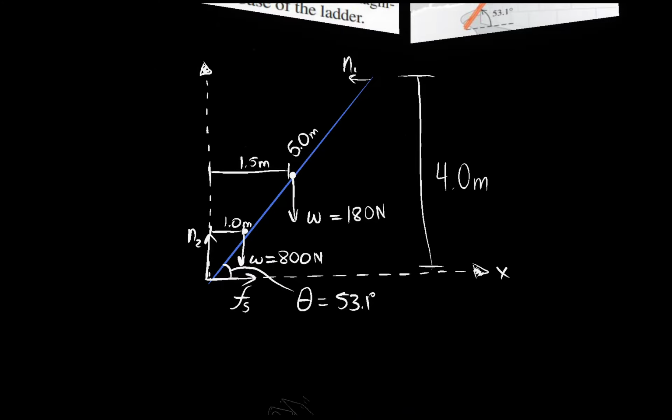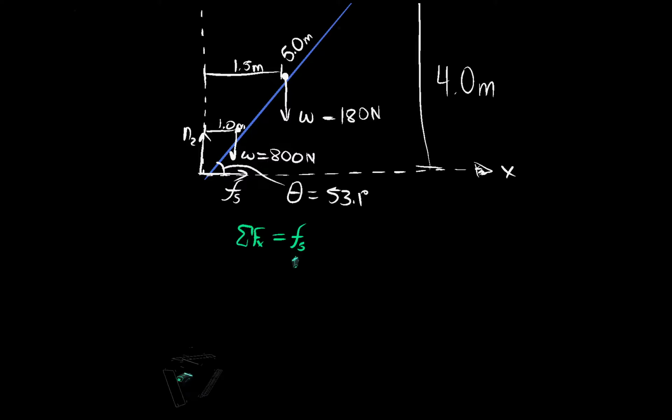So first I will sum the forces in the x. Let's just move on to this greenish color. Sum the forces in the x. In the x direction, if we call that positive, we have friction F sub s working in a positive direction, and the only other one is the normal force of the wall on the ladder, which we called N1, and we set that equal to 0.